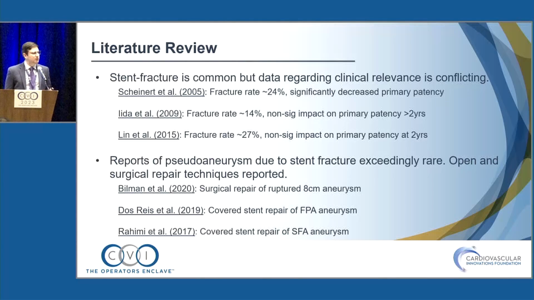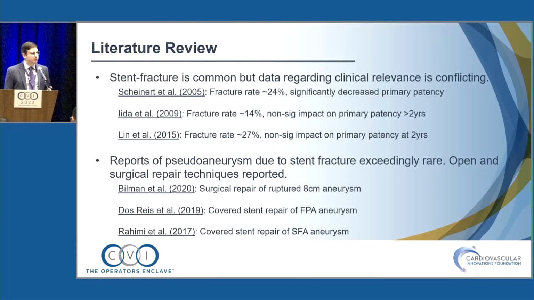And so looking at the literature, one of the things that I really wanted to bring up is that right now, stent fracture in general is a very common occurrence, but the jury's still out on whether or not it is truly impactful on primary patency rates. So 3 of the bigger studies that are still relatively small that have systematically looked at the rates of stent fracture show that it's anywhere from 10 to 25.